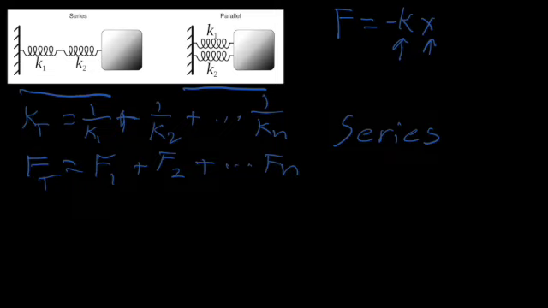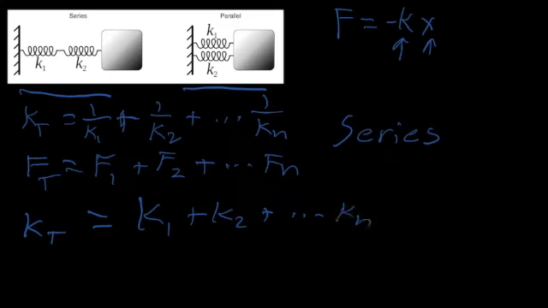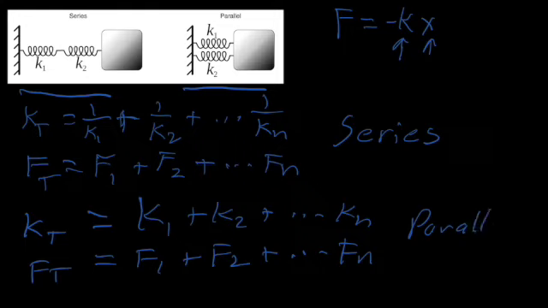Now for parallel, it's a little bit different. The forces are going to be the same, but the k value is going to be different. So kt equals k1 plus k2 plus all the way to kn, and the total force is going to be equal to the sum of the forces. That is the same as when it's in series, but this is for parallel. As you can see, it's a little bit simpler when they're in parallel, but when they're in series, you have to do the reciprocal, so you have to involve fractions.